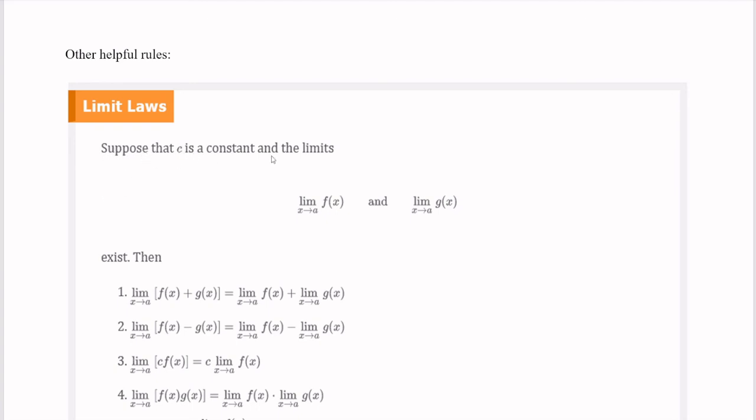Suppose that c is a constant, so just some number, and the limits as x approaches a of f of x and as x approaches a of g of x exist. This is very, very, very important. To use any of these rules, we need both of these limits to exist. This is critically important. Okay?